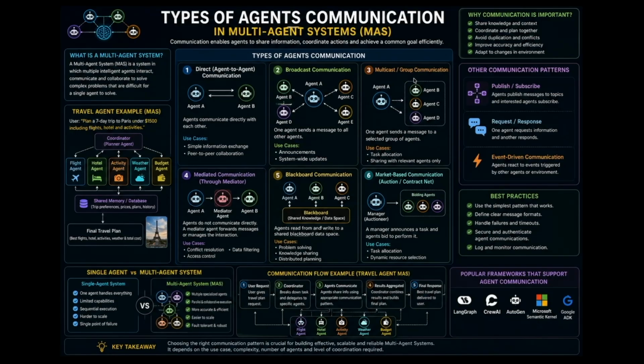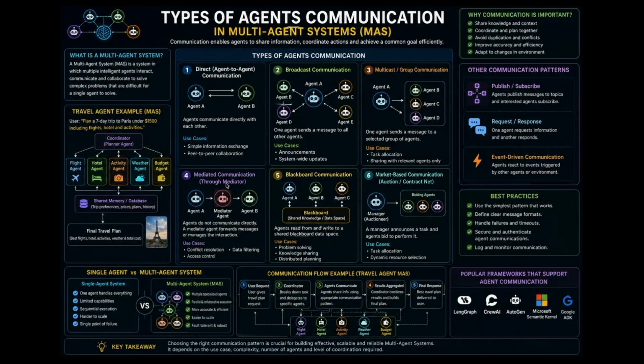Third thing is multicast or group communication, where there is one agent and it sends a message to a group of agents only. One agent sends a message to a selected group of agents, sharing with the relevant agents only. Some information is required only for specific agents, so that information will be shared only with that group. Other agents will not have the information.